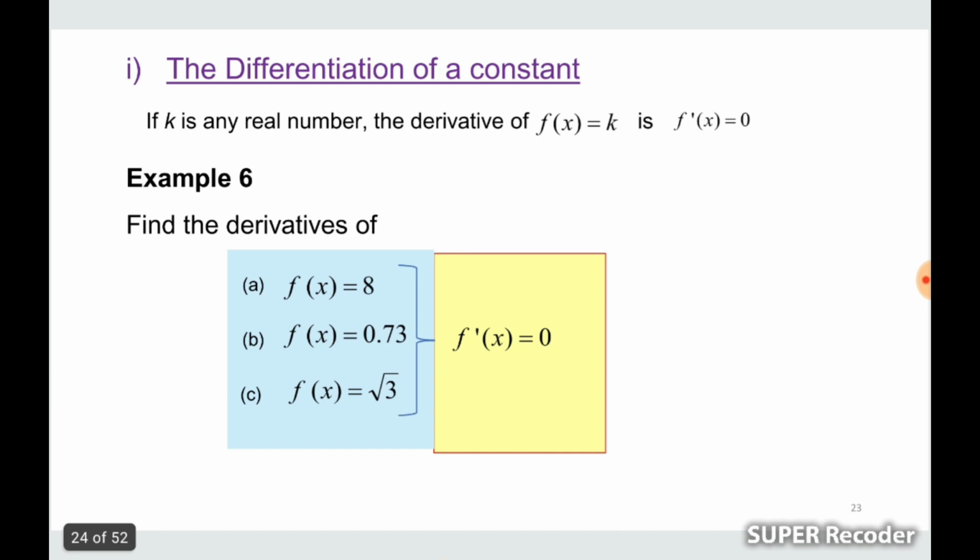Okay, the differentiation of a constant. If k is any real number, the derivative of f(x) equals k is 0. For example, number 6, find the derivative of f(x) equals 8, f(x) equals 0.73, f(x) equals 3. For these three functions, f prime x is equal to 0, because 8, 0.83 and 3 are constant k.